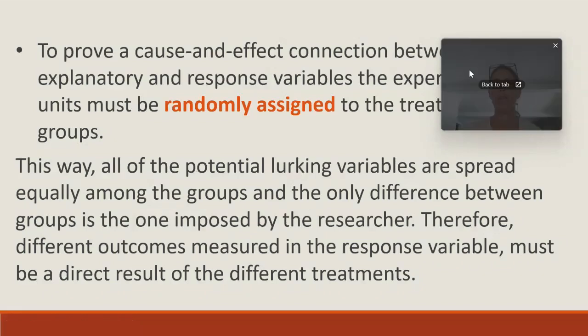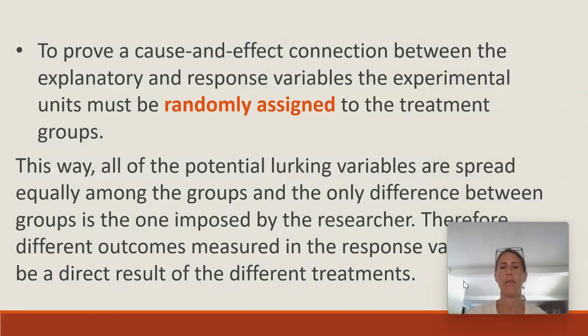So to prove the cause and effect connection between the explanatory and response variables, the experimental units must be randomly assigned to the treatment groups. This way, all of the potential lurking variables are spread equally among the groups, and the only difference between the groups is the one imposed by the researcher. Therefore, different outcomes measured in the response variable can be a direct result of the different treatments.